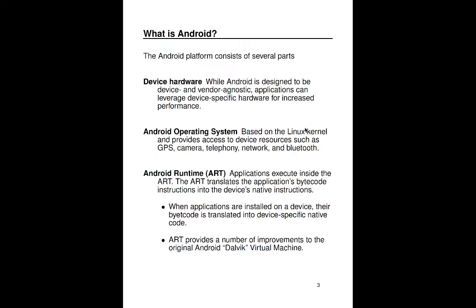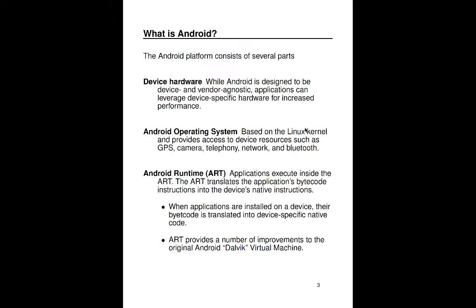Okay, so what is Android exactly? Android is an application development platform that has several parts. Now, like any software system, it ultimately needs to run on some hardware. And for Android, it's a small device. The Android platform is designed to be device and vendor agnostic. However, it does provide for means of leveraging device-specific hardware for increased performance.